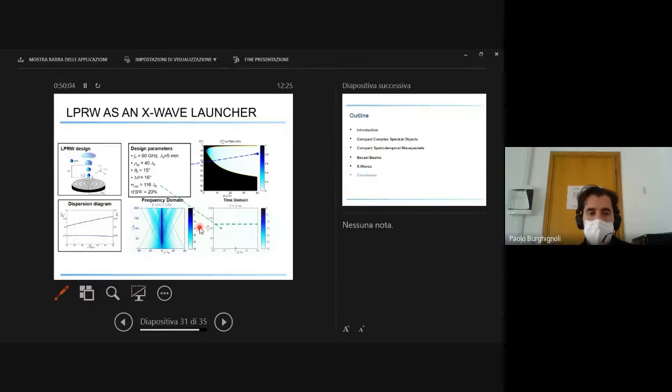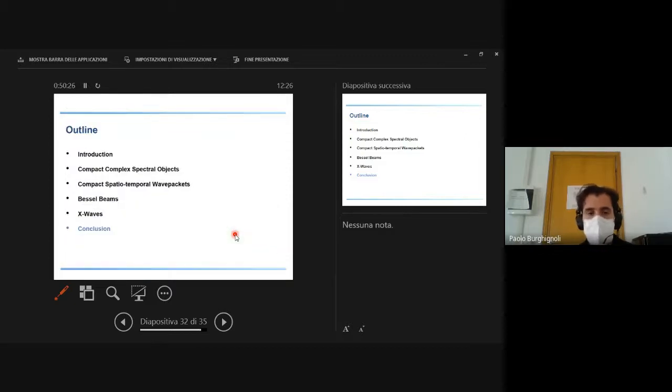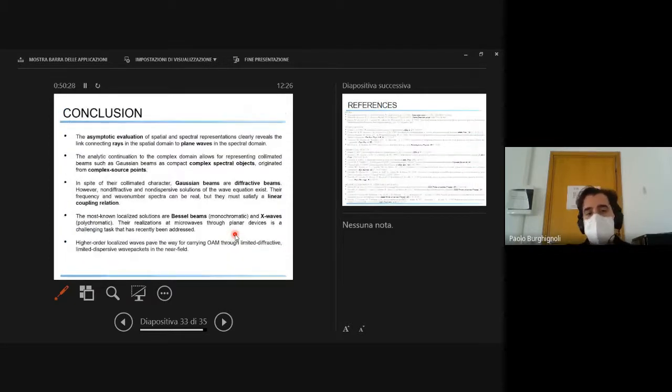This is actually what we obtain. You can see that as long as the pulse is traveling within the non-diffractive range, it maintains its shape. But when it goes beyond this distance, it starts to spread and to decrease its amplitude because of energy conservation. So this concludes my presentation. I hope you enjoyed it.